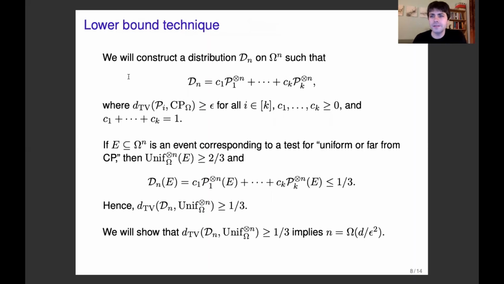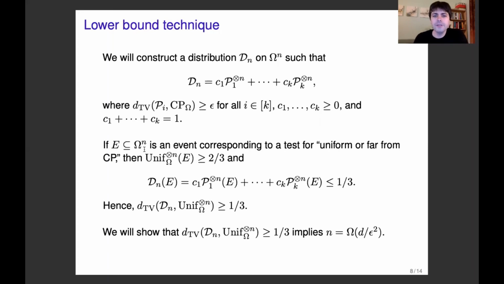So the technique that we will use to prove our lower bound is as follows. We will construct the distribution D_n on Omega^n as a convex combination of a family of hard distributions, which are epsilon far from being completely positive.